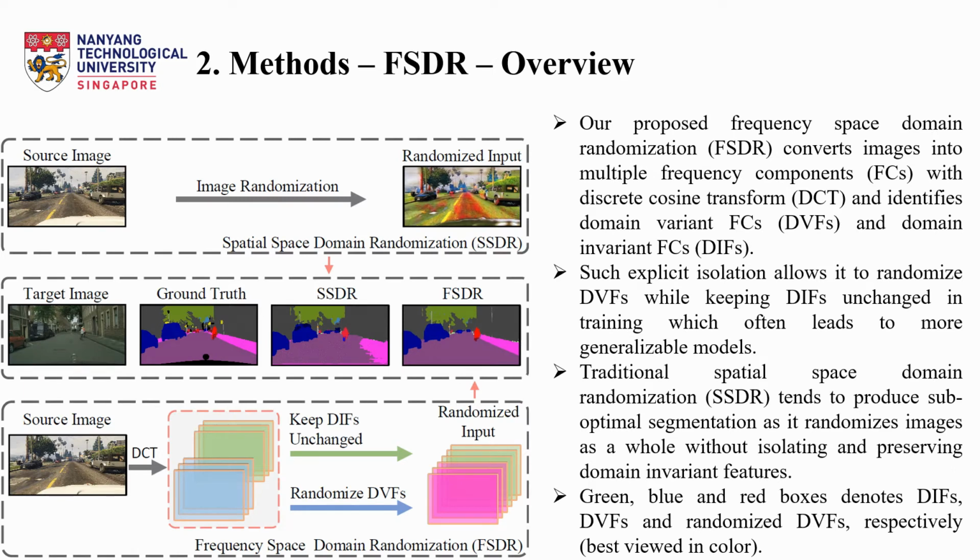Next, let's go to the methodology part. Most traditional unsupervised domain generalization methods perform spatial space domain randomization to improve network generalization. However, they tend to produce suboptimal segmentation as they randomize images as a whole without isolating and preserving domain-invariant features. On the contrary, our proposed frequency-space domain randomization converts images into multiple frequency components and achieves domain randomization by changing domain-variant frequency components only while keeping domain-invariant frequency components unchanged.